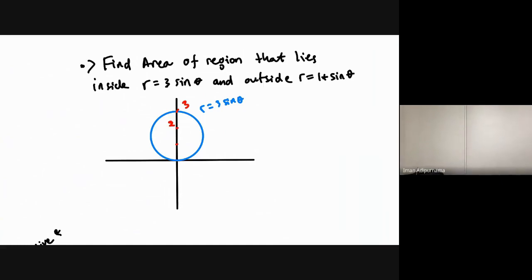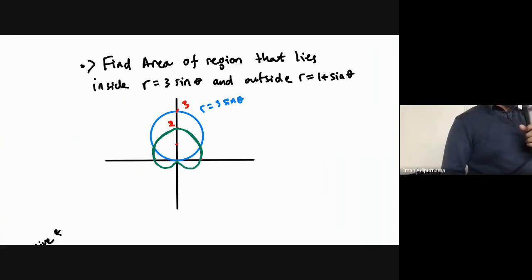And when sine is 0, r is 1. So maybe this is 1 and this is 1. Sine 0 is 0, sine pi is 0. So we can create here, create here. So we can at least draw like this, and then draw. Okay, so that's our cardioid.